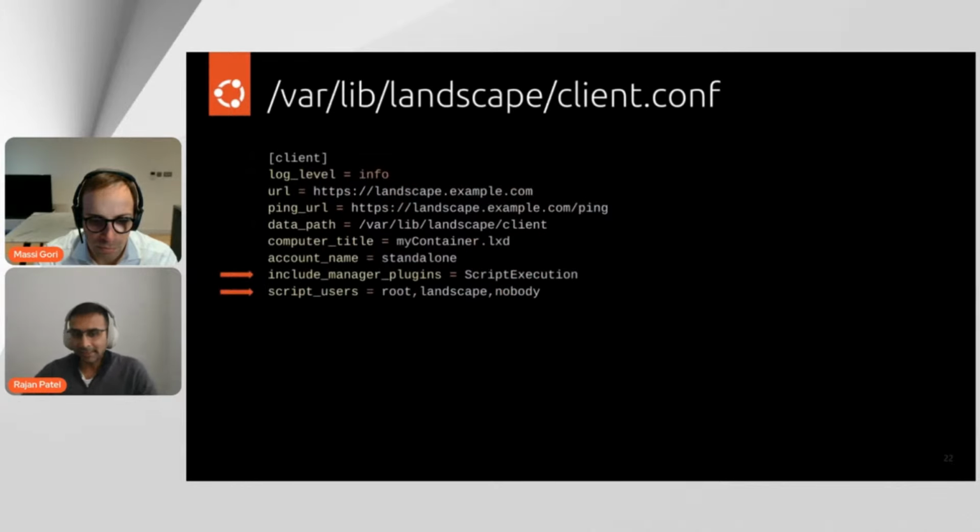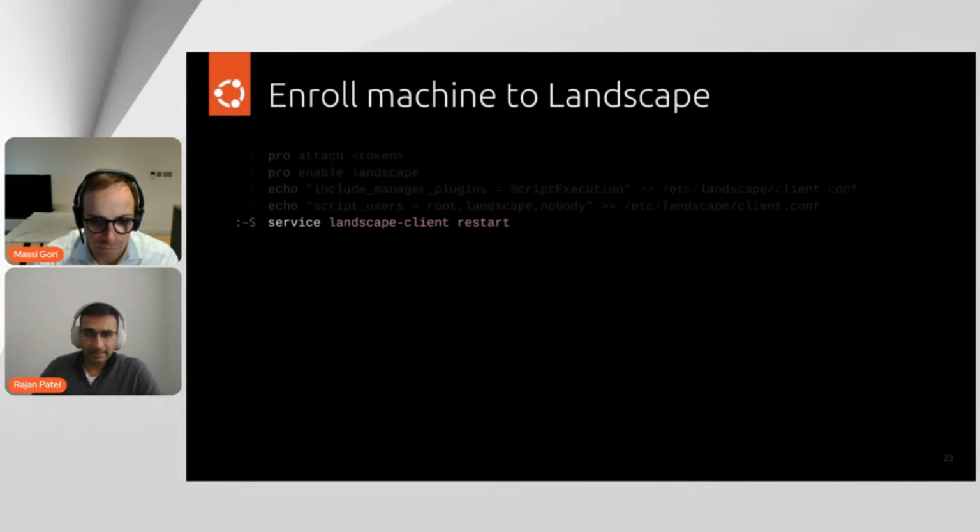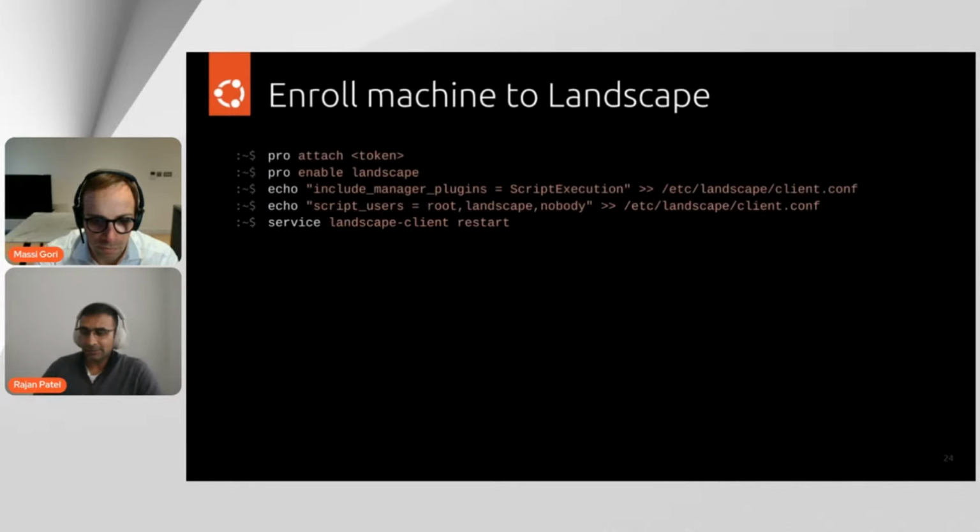So once Pro enable Landscape has been run and the Landscape configuration file has been updated, you can verify that it looks correct. The two arrows show you which lines we added to the configuration manually using the echo statements in the previous slides. Restarting the Landscape client service applies the changes in the configuration file. So in total, 5 lines are needed to enroll your machine into Landscape. The Pro enable Landscape interactive wizard can be substituted with the one-line non-interactive option that the wizard is going to produce for you.